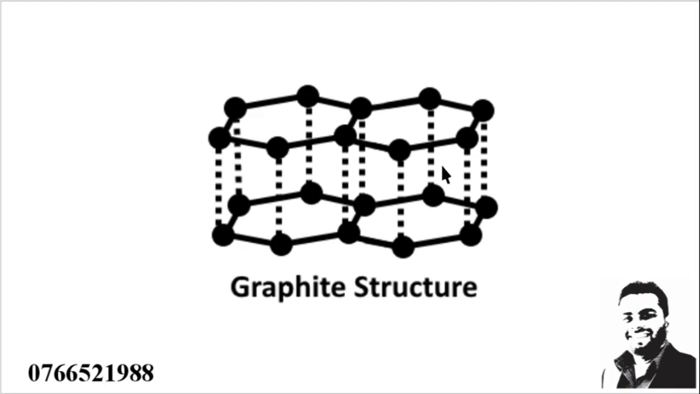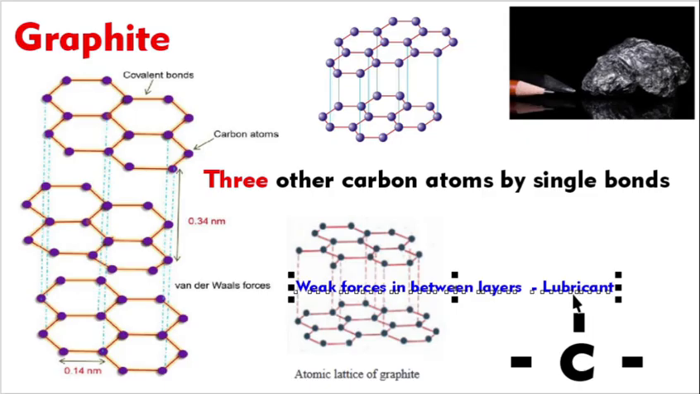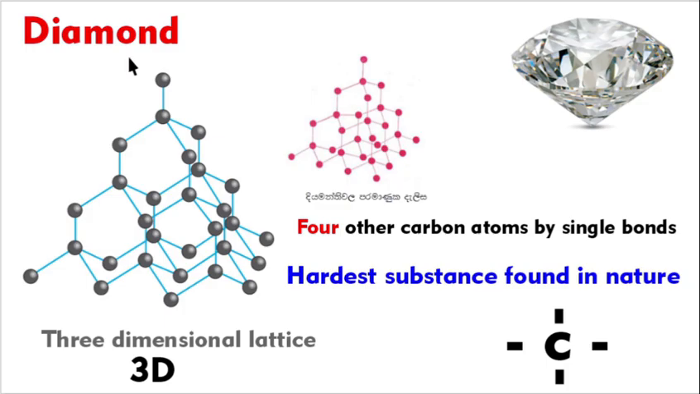The layers give a lubricant property to graphite. Diamond is a 3D structure where one carbon is connected with 4 other carbons. This is a 3D structure and it is the hardest substance found in nature, diamond.